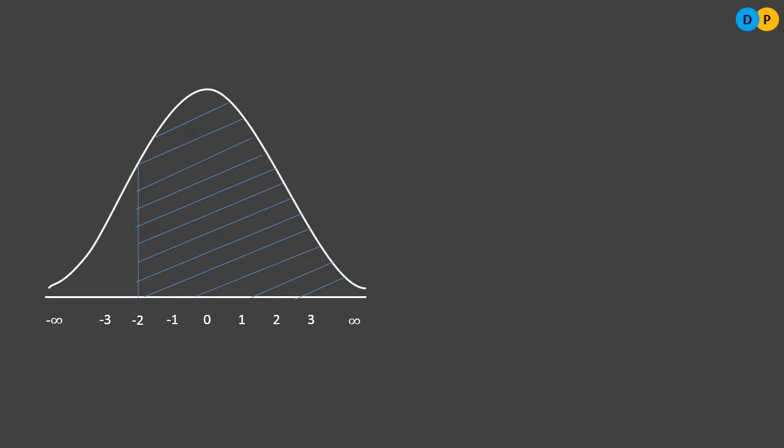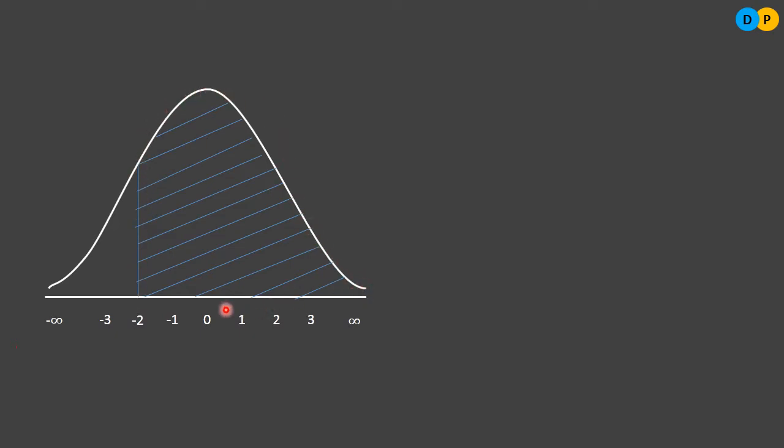Here, if we are asked to find, for example, the probability of a standard normal variate, that is z, taking a value greater than -2, I have shaded the area. So we have been asked to find z taking a value greater than -2, which is nothing but this complete area under the curve. I need to find this area.